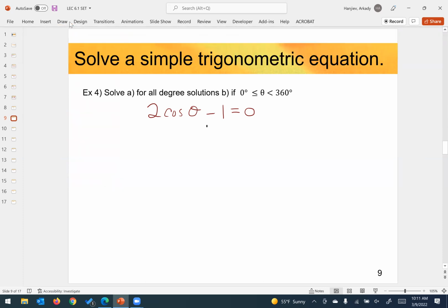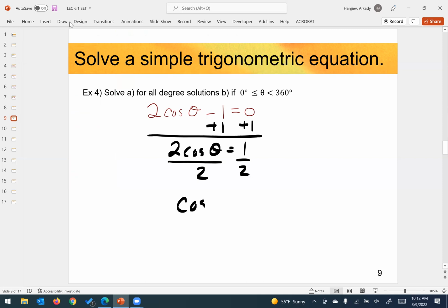So let's solve like we did normal algebra. This will just be adding 1 to both sides, and we're just thinking of cosine theta as an x. Divide by 2. Very good there. So now we want to find theta.